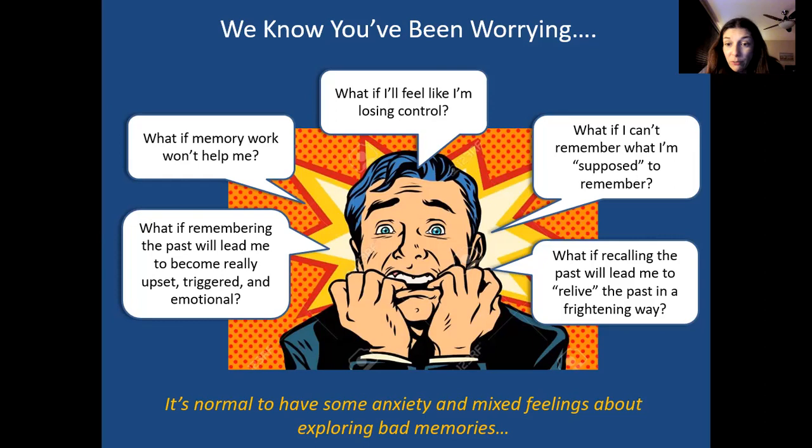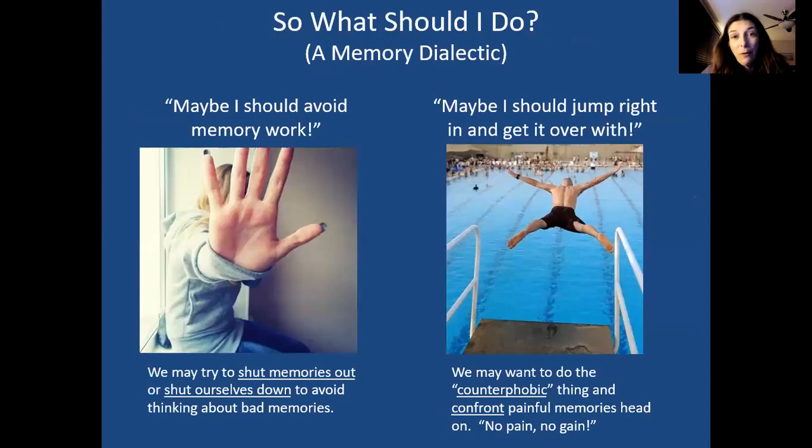And what if recalling the past will lead me to relive the past in a frightening way? Okay, so what if it calls up an implicit memory that's so frightening that I'm going to be overwhelmed, right? So these are all legitimate concerns. So here's what we're going to do. Sometimes we want to handle it this way: we think, all right, this is going to be that terrible, I should just avoid this whole damn thing. I'm not dealing with memories at all. Forget it. I'll skip that part and do something else, right?